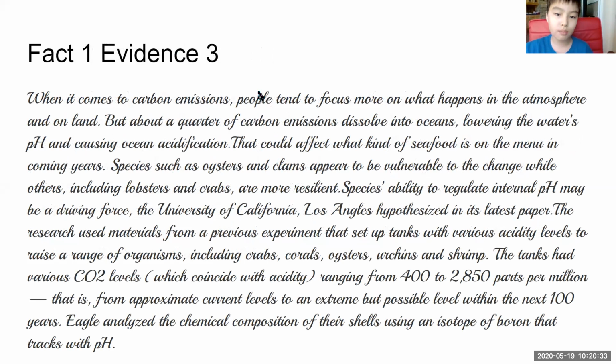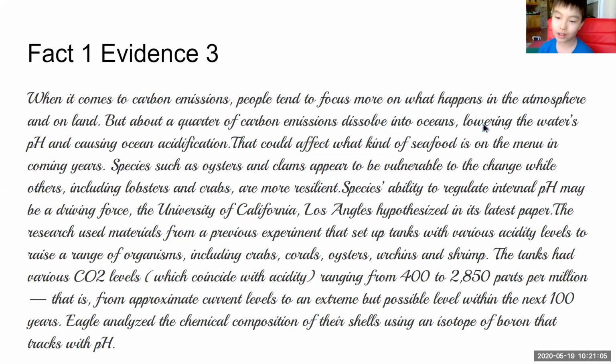When it comes to carbon emissions, people tend to focus on what happens in the atmosphere and on land. But about a quarter of carbon emissions dissolve in oceans, lowering the water's pH and causing ocean acidification. That could affect what kind of seafood is on the menu. Oysters and clams are vulnerable because they have shells. Lobster and crabs are not that much affected because their shells are different.